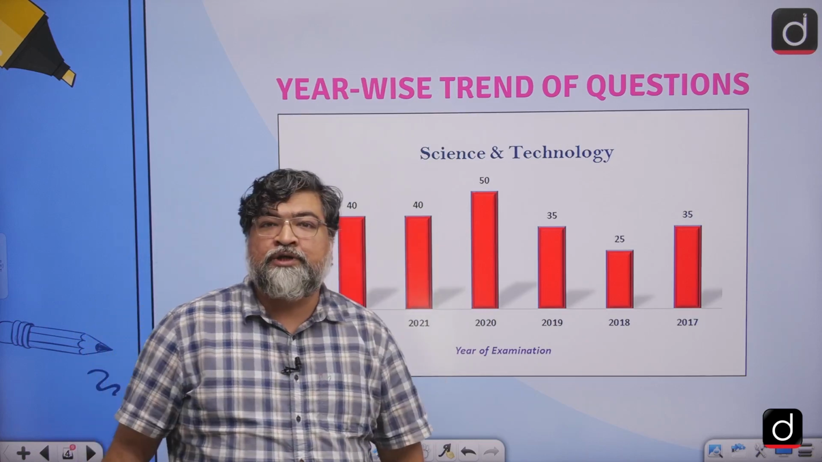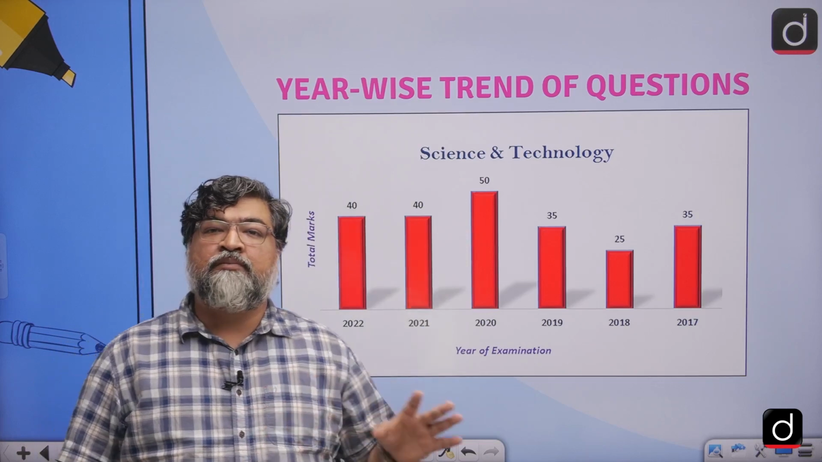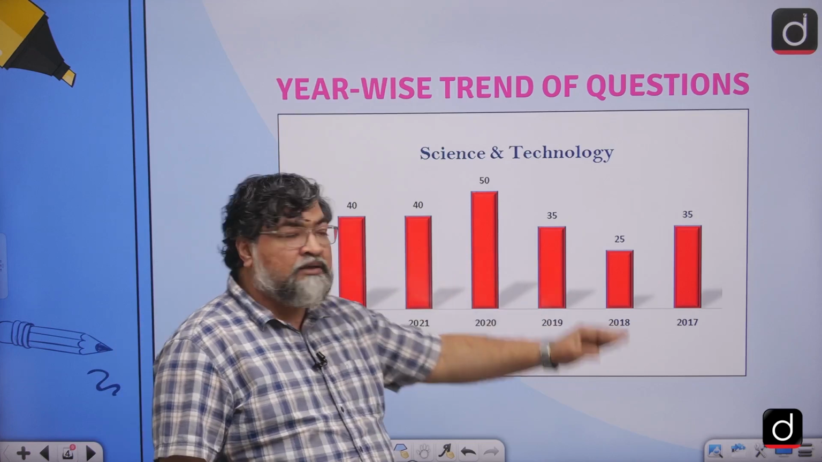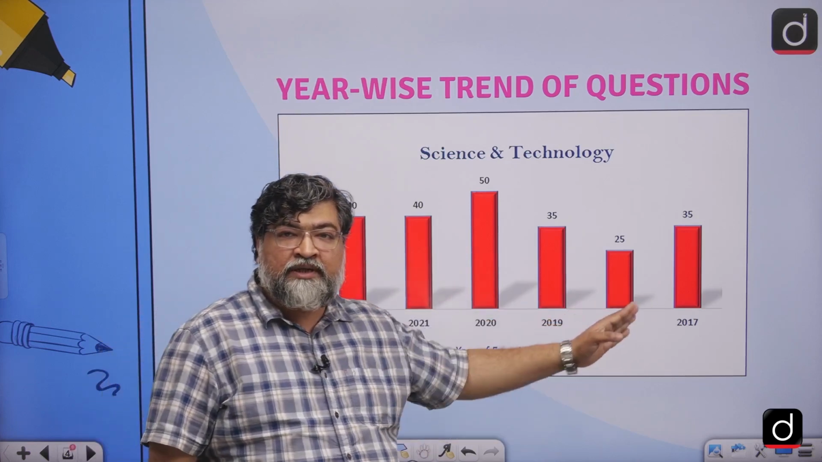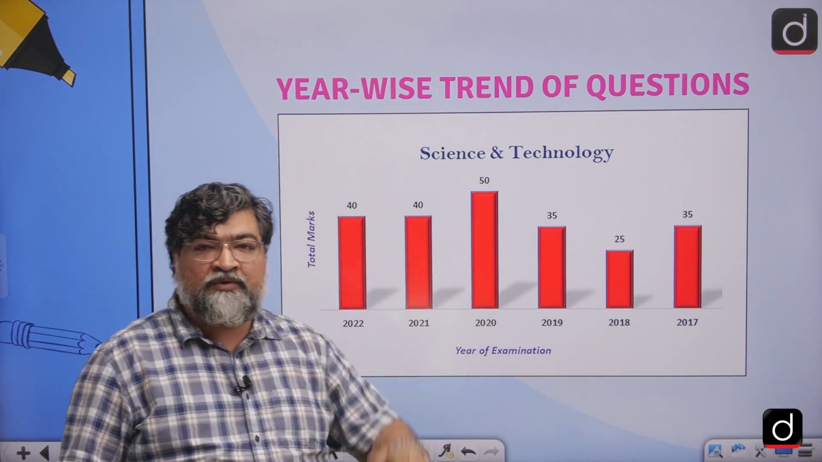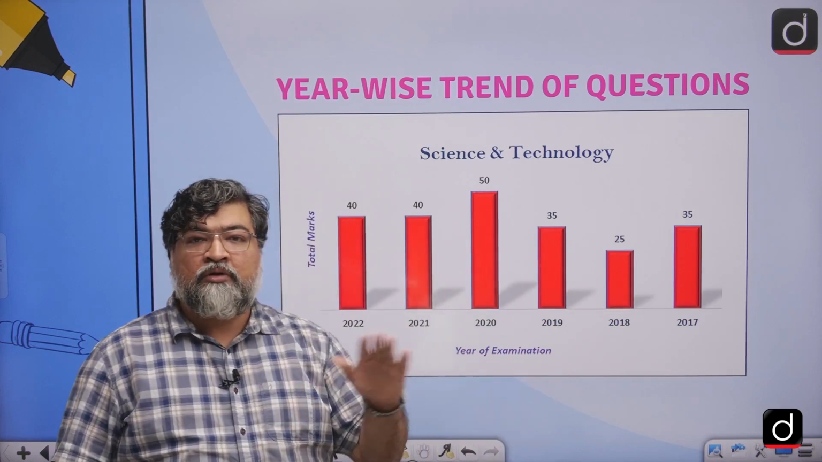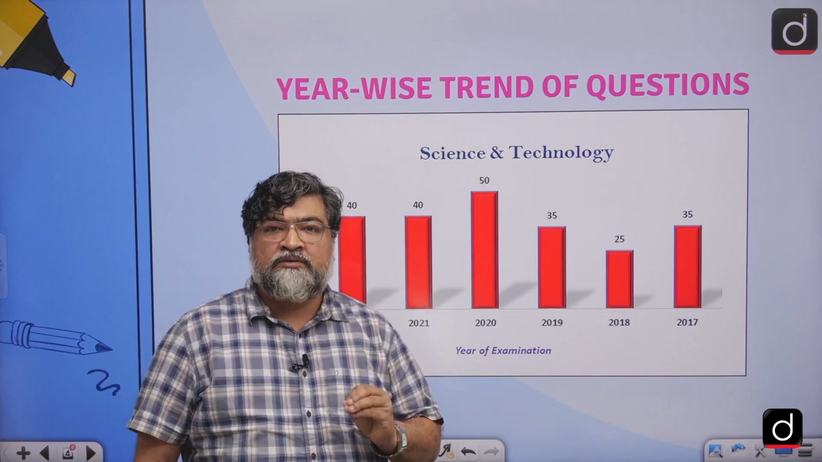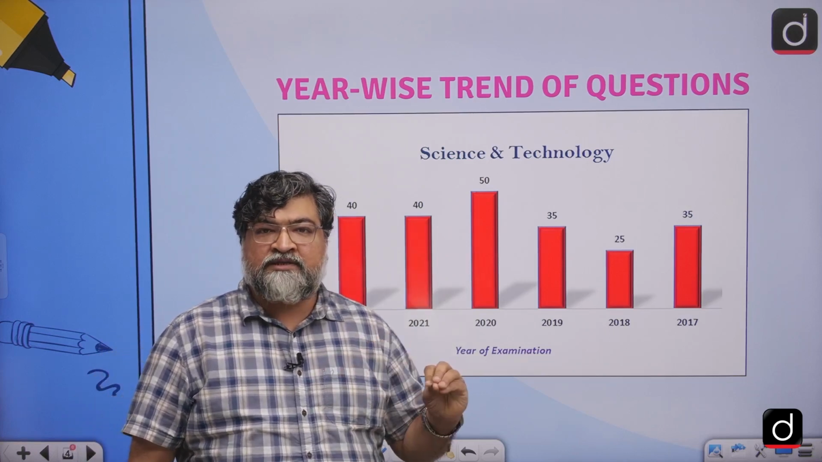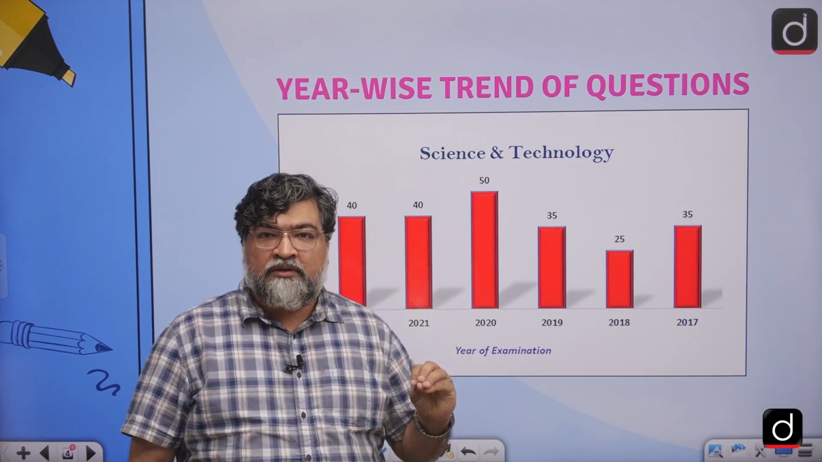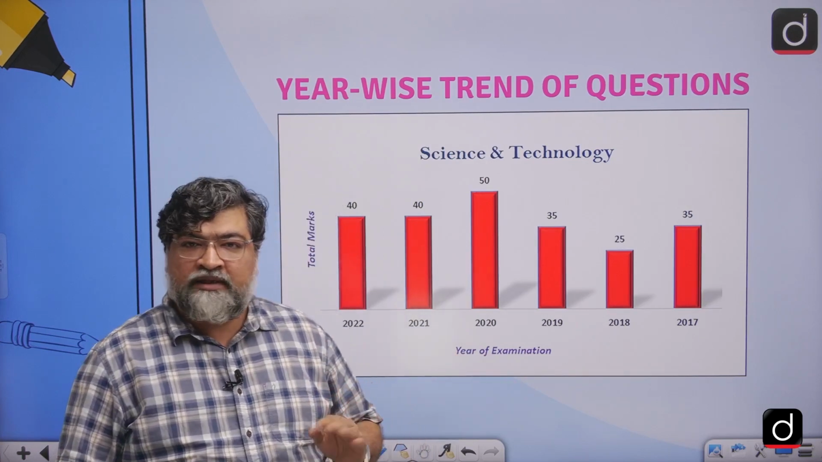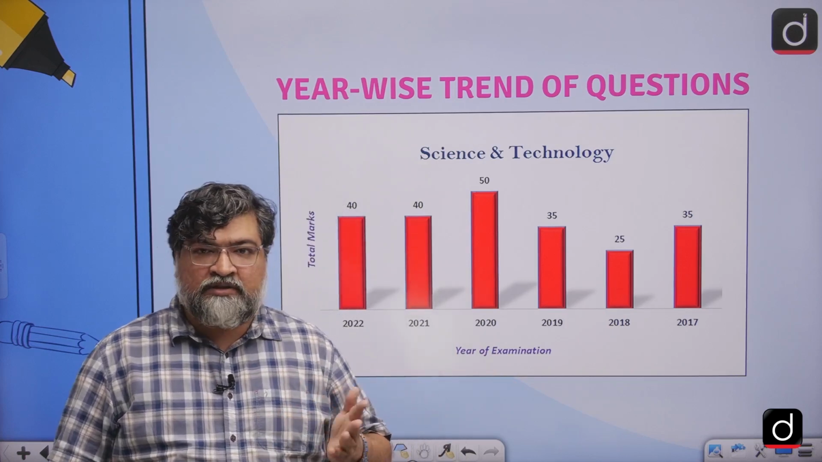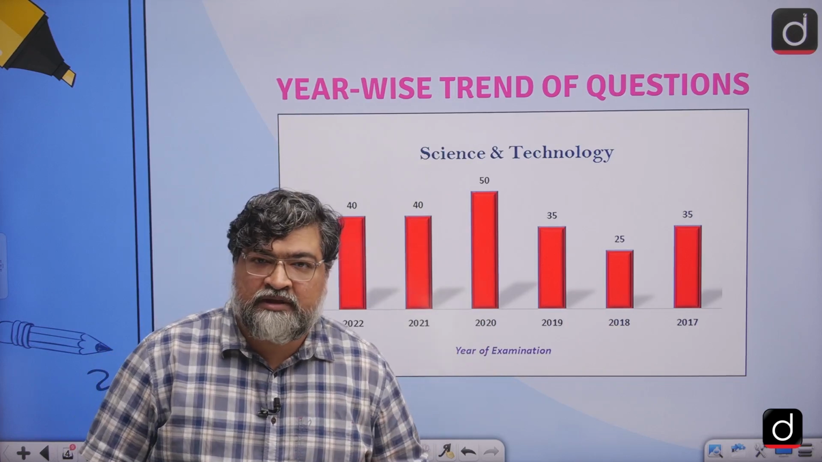If we go back to 2020, that was 50 marks, with four questions. But if you go back to 2017, 18, 19, it was 35, 25, 35, in that range, with two or three questions asked. So the point here is that in the UPSC mains exam, three questions are continuously being asked, of either 150 words or 250 words, combined, a mixed type of questions.